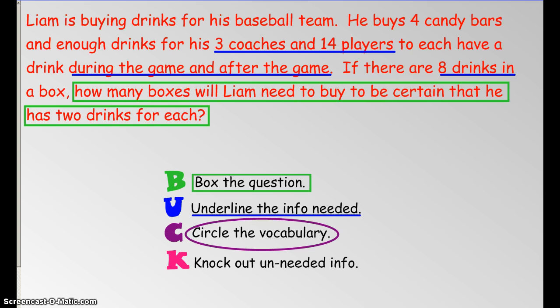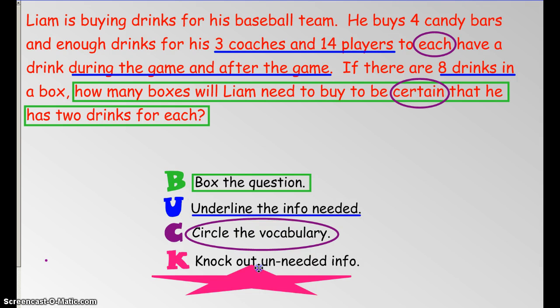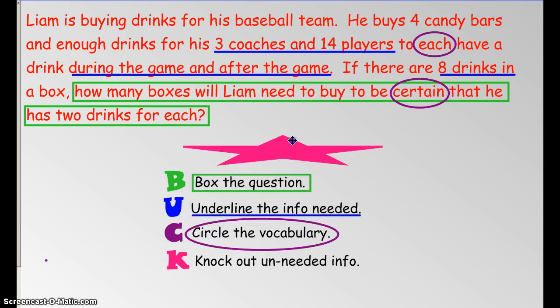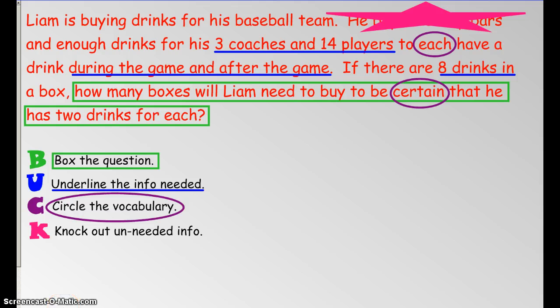Okay, so next we are going to circle our vocabulary. And I circled certain because we want to make sure that every person has those 2 drinks. Okay, we have to knock out our unneeded info. Okay, let's go ahead and do that. Do y'all see what information is not needed? I do not need to see that he buys candy bars, because my question is focusing on the drinks, not the candy bars. Okay, boys and girls, it is time for us to solve this problem.